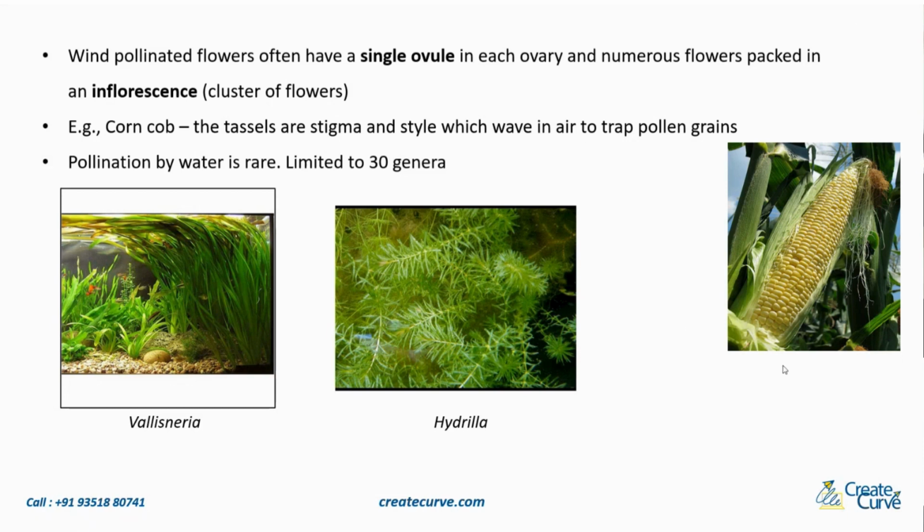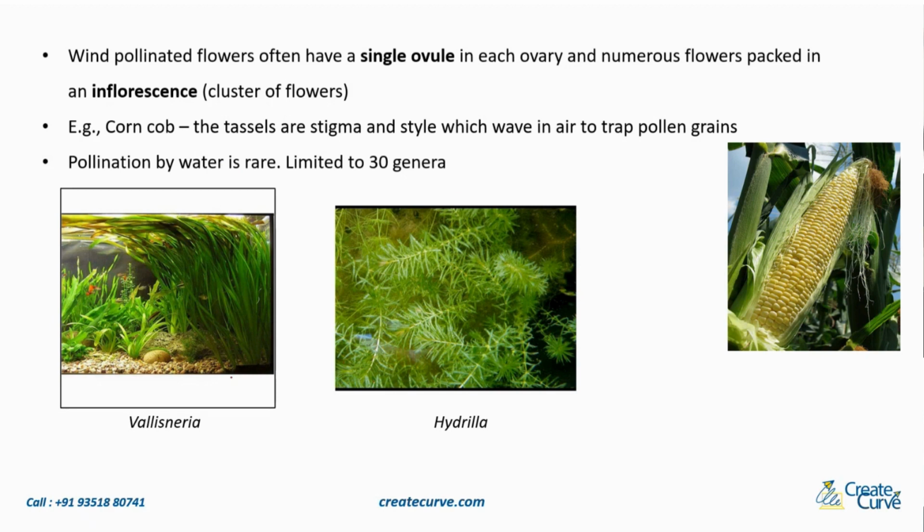So here in the example, can you see this corn cob on the right hand side? The tassels, this hairy long structure that you see, are nothing but stigma and style, which wave in the air to trap pollen grains. So that's for wind pollination. Any pollen grains that pass along here can be trapped in these tassels, the hairy or feathery structure of the corn. Now, pollination by water is rare and it is limited to only 30 genera.